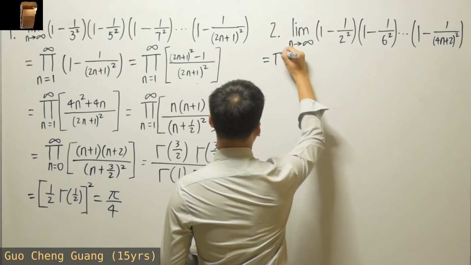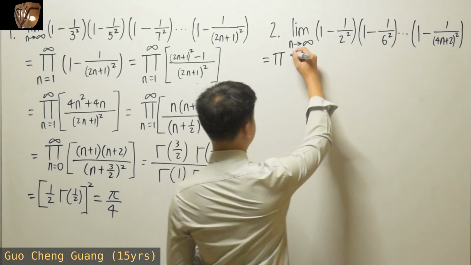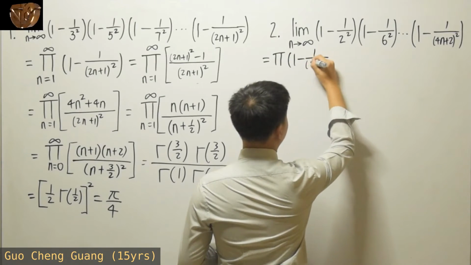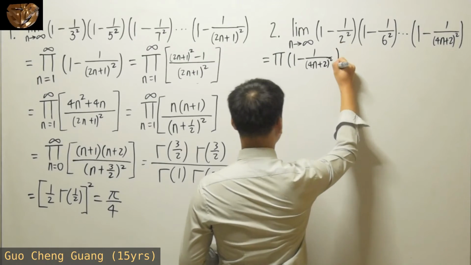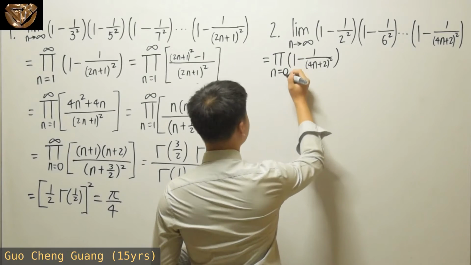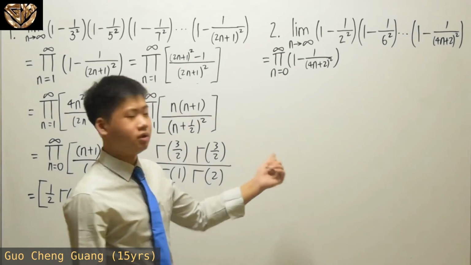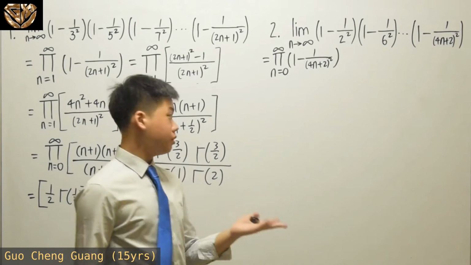Firstly, we would also change into the pi notation, where here you would have 1 minus 1 over (4n plus 2) squared, while n actually starts from 0 this time. So it starts from 0 and ends at infinity. Now this seems simpler than the previous example, right? Since this directly starts from 0. We'll see later on.